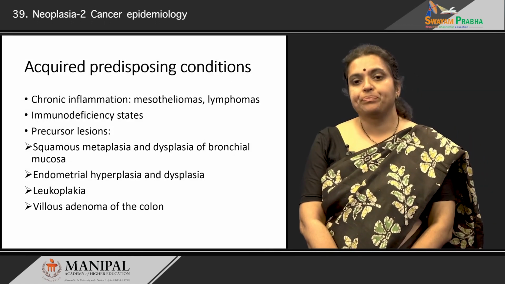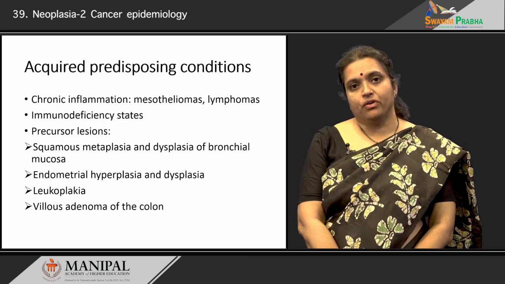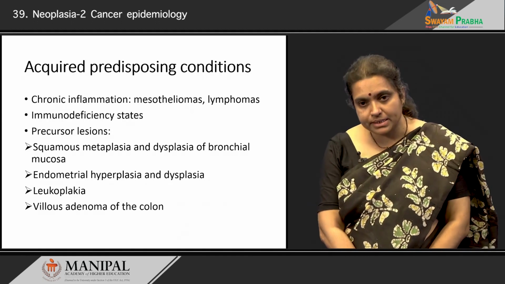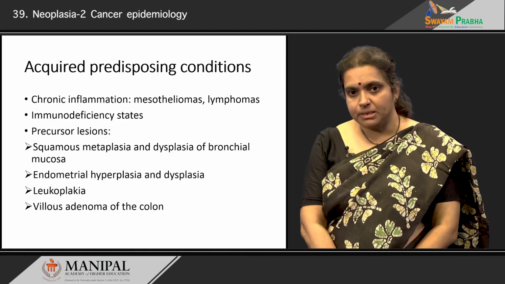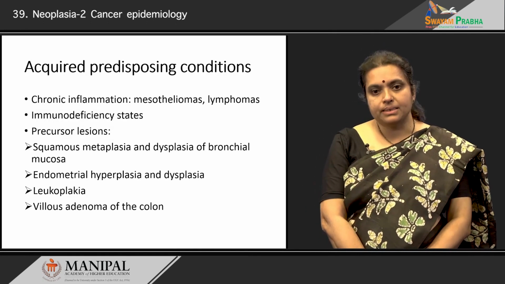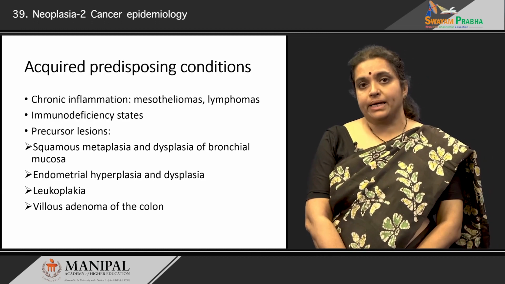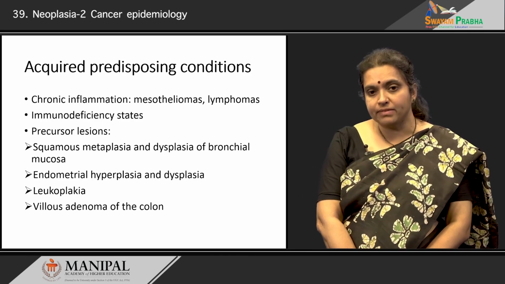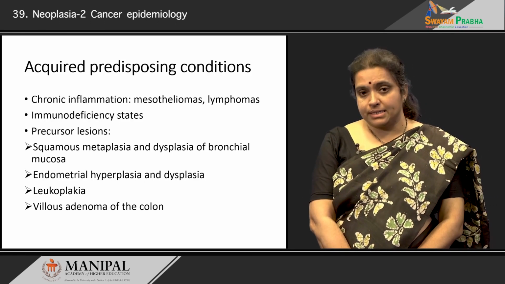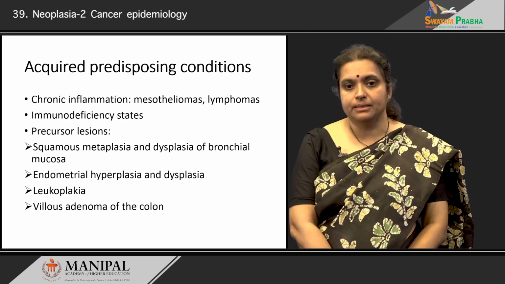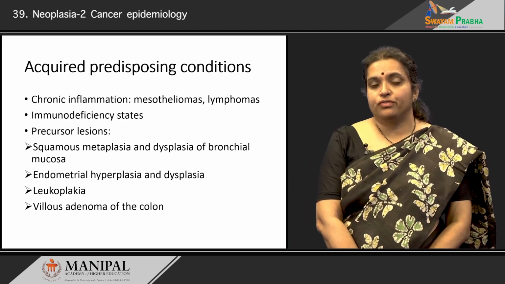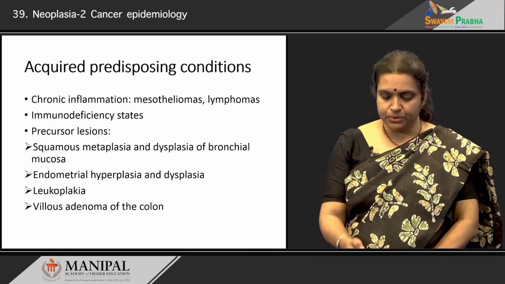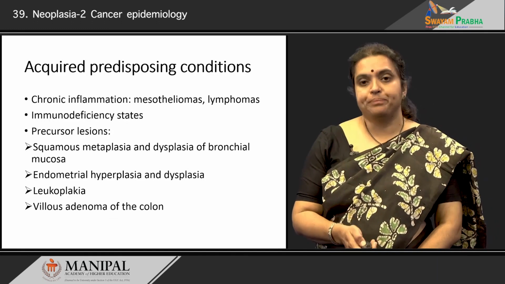Endometrial hyperplasia of the lining of the uterus, the endometrial lining can undergo hyperplasia, further on it can undergo dysplasia, and further on it could lead to cancer. Leukoplakia, or a white plaque in the patch in the oral cavity, if it has dysplastic changes, could lead on to cancer. And villous adenoma of the colon is now known to be a predisposing condition that can lead to colonic adenocarcinoma.